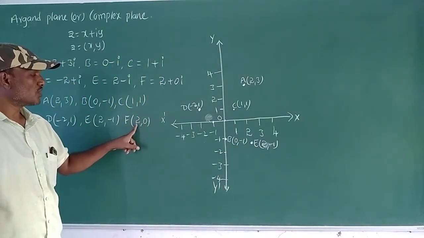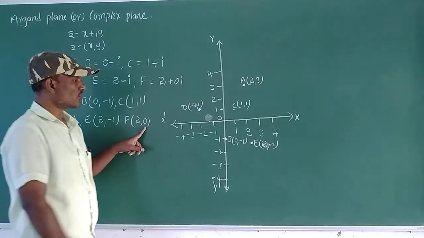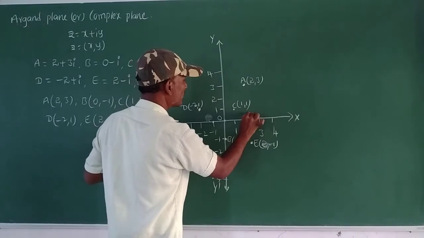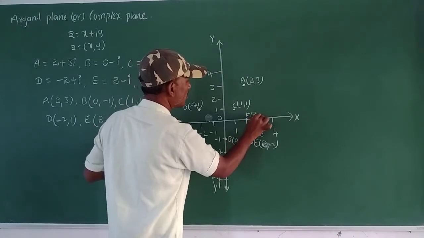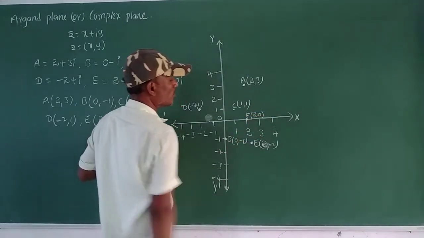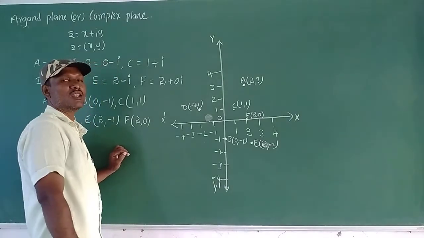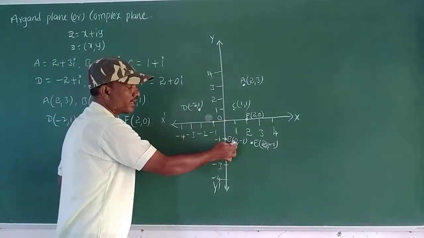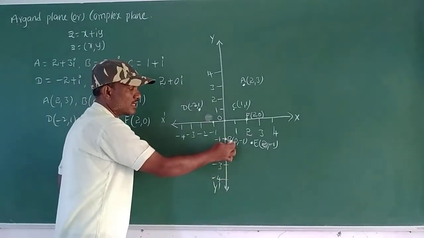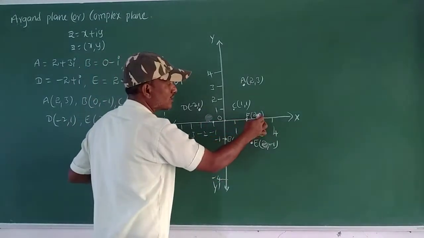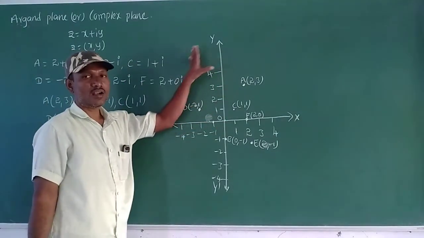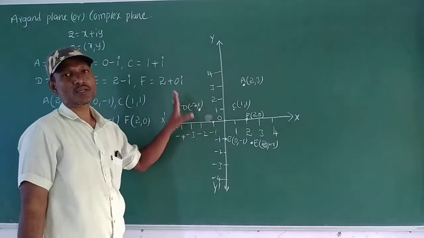Next, point F is (2, 0). The x value is 2 and the y value is 0. This is F, (2, 0), on the x axis, since the y value is 0. On the y axis, the x value is 0. On the x axis, the y value is 0.